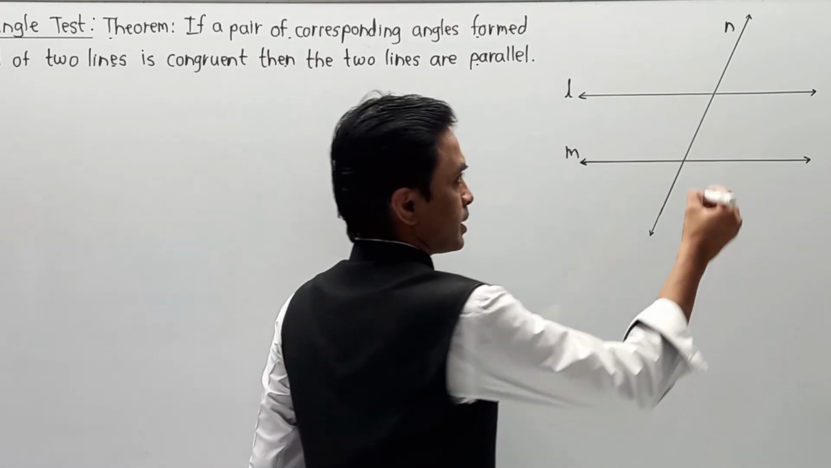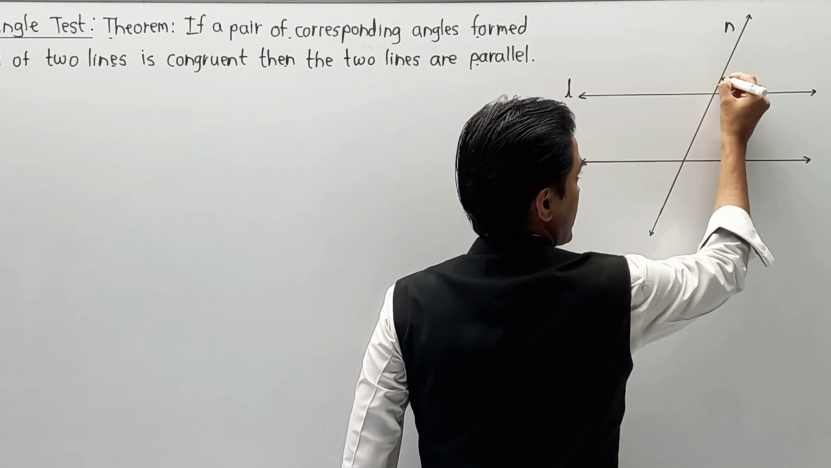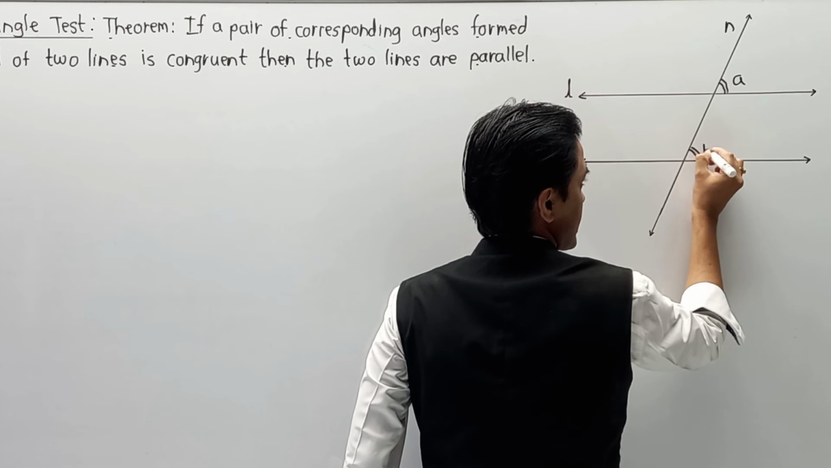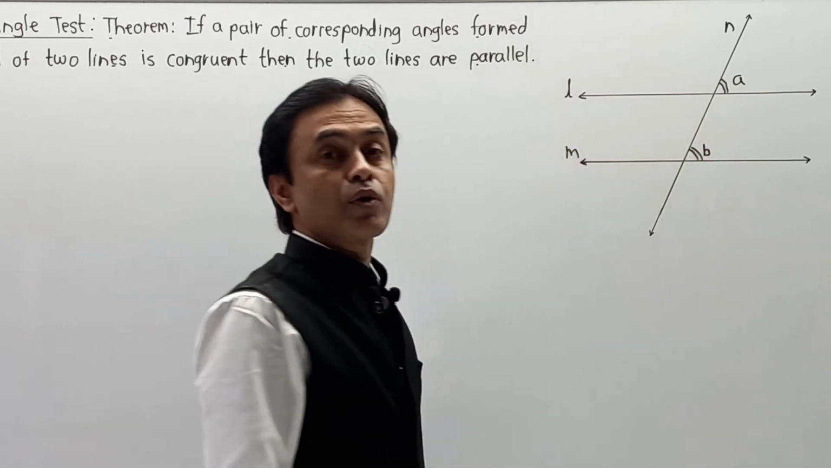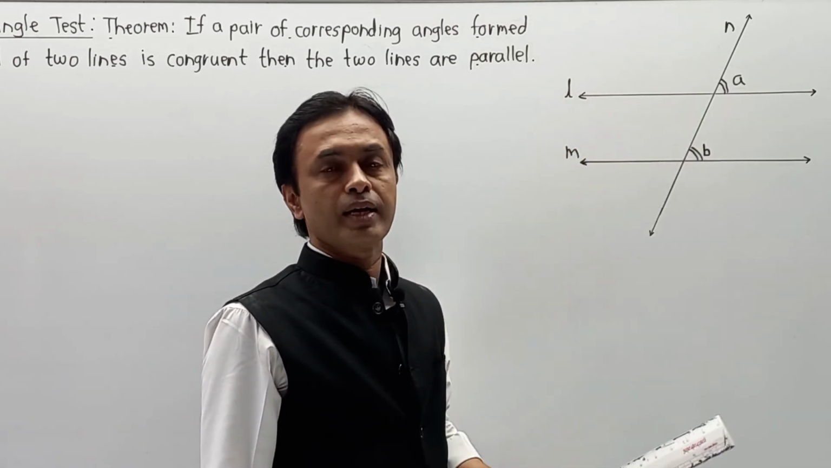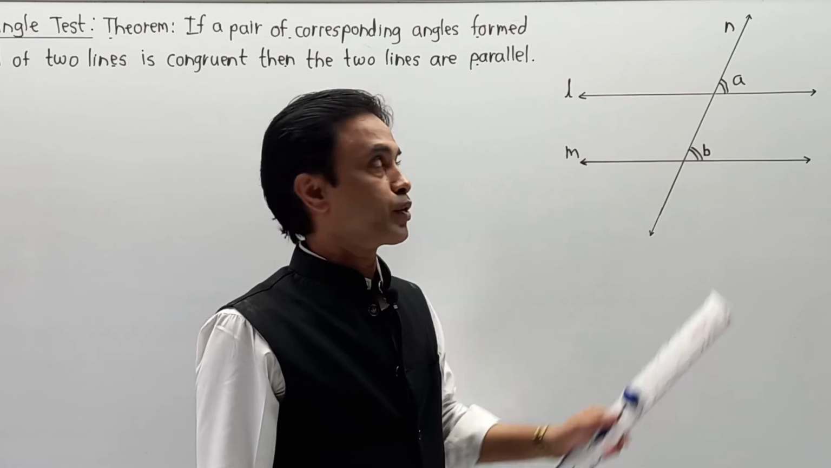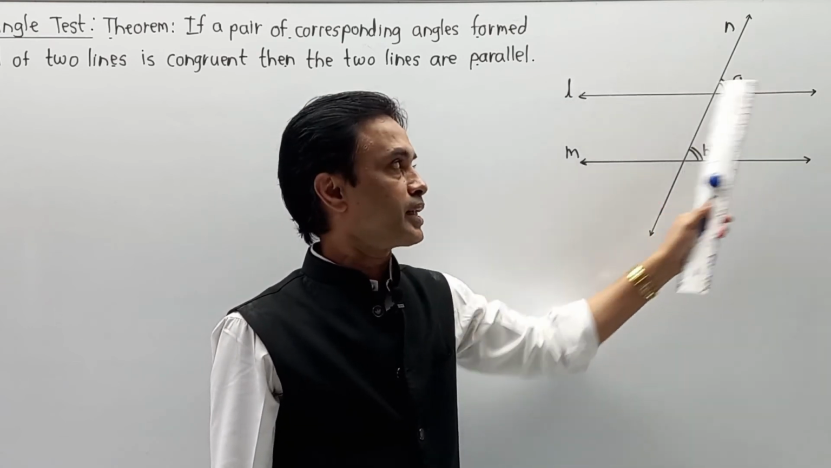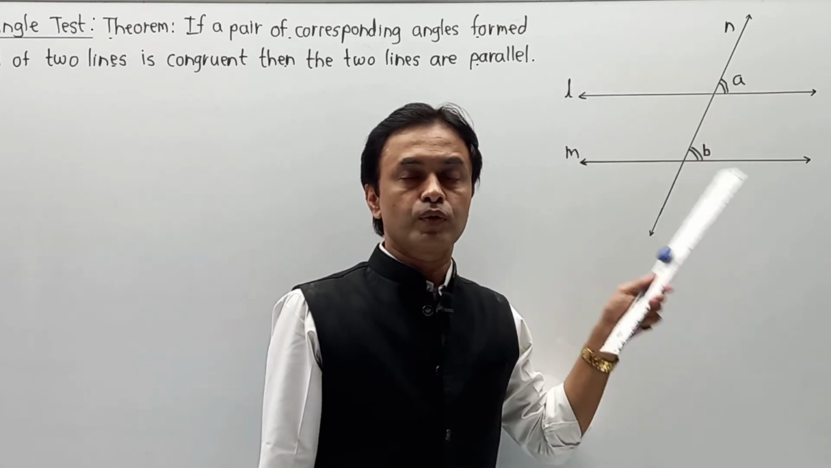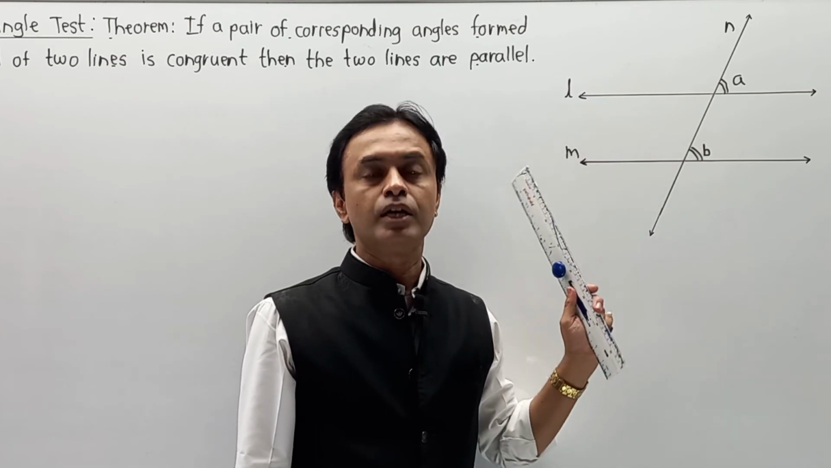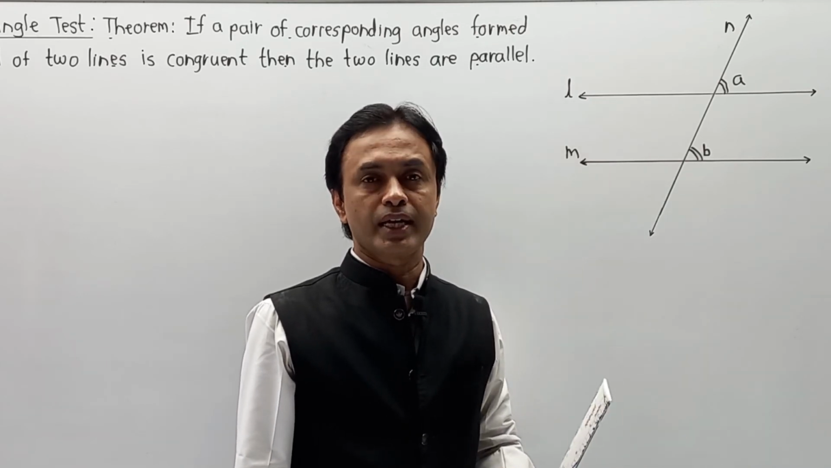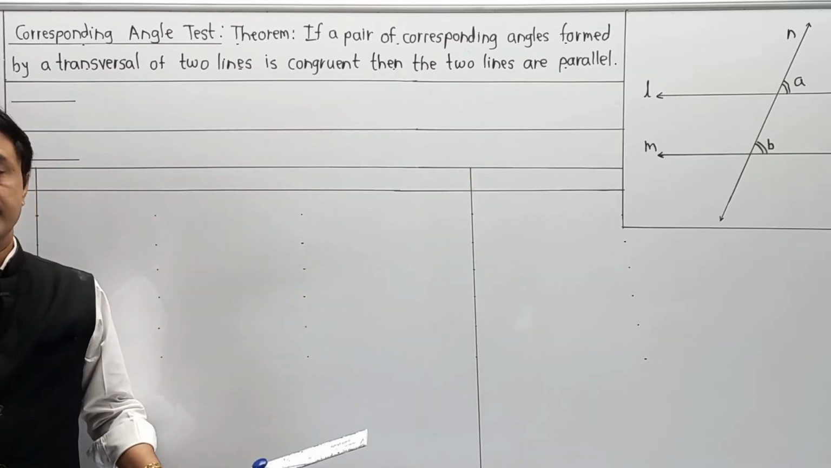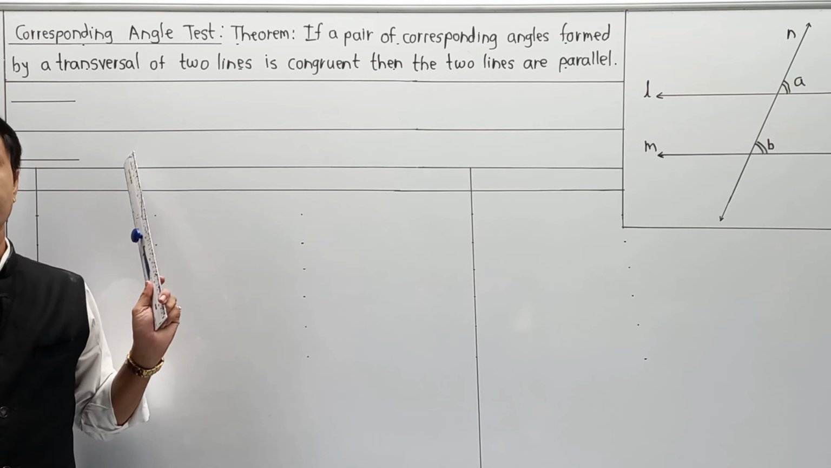Let us say here an angle is formed called angle A, and here another angle is formed, angle B. And these are congruent, meaning angle A is congruent to angle B. This is given. Then we have to prove that line L is parallel to line M. For this we are going to write given, to prove, and proof in the entire structure. So observe it carefully. As discussed, in this diagram we are going to write given and to prove.